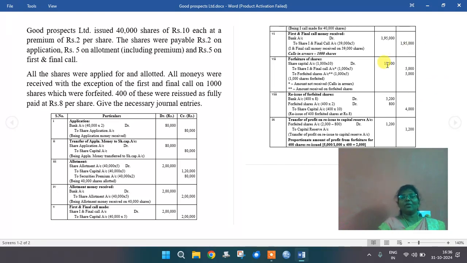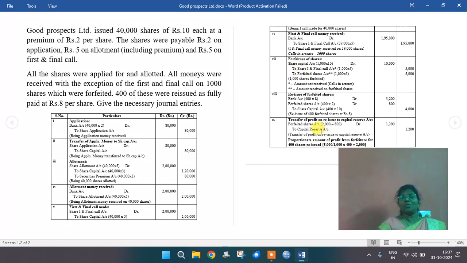Okay, I think you are clear with this. So share capital 10,000 rupees, first and final call which you have not received 5,000, and the other one is forfeited shares, the amount which you have received on the forfeited shares, that is also 5,000. This amount which you have credited to share first and final call account is the amount which you have not yet received, that is calls in arrears. So this entry gets over, and this is the entry for forfeiture of shares.